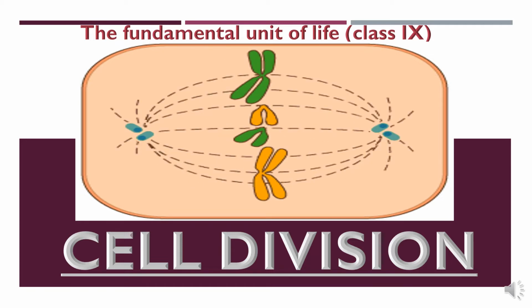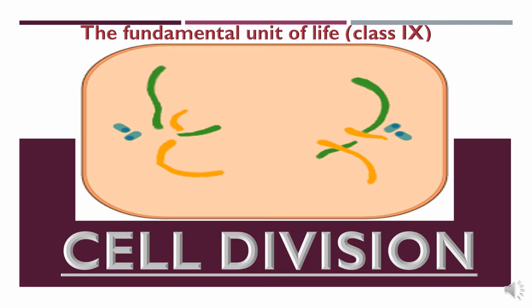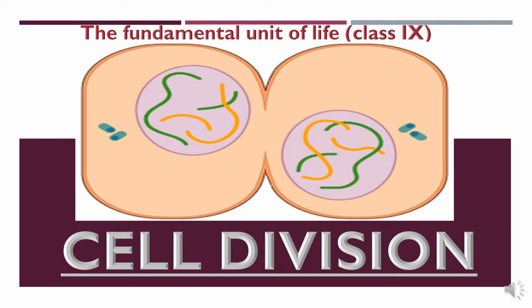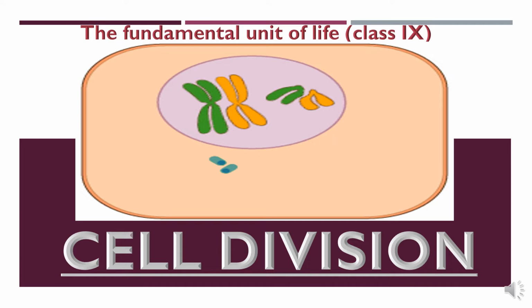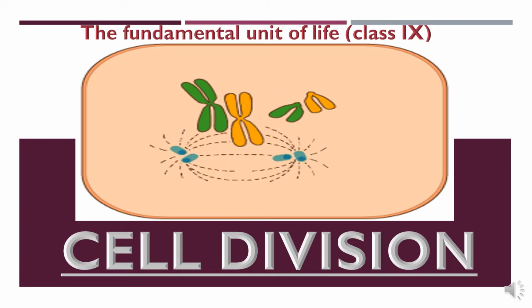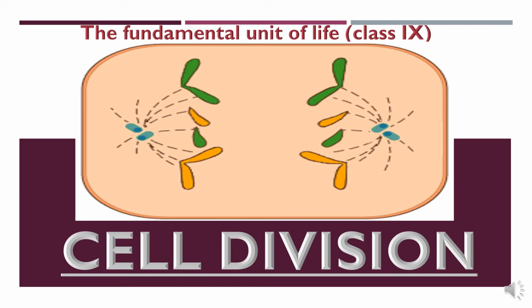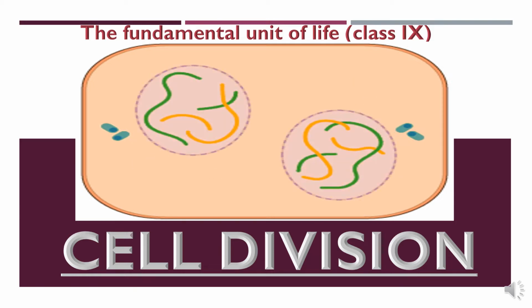And moreover, you know that during sexual reproduction, when a male and female gamete fuse together to form a zygote, this zygote is just a single cellular structure, and the life of every individual, every organism starts with this zygote. How does this single cellular small zygote develop into a big individual? This all takes place because of cell division. So let us discuss this topic.